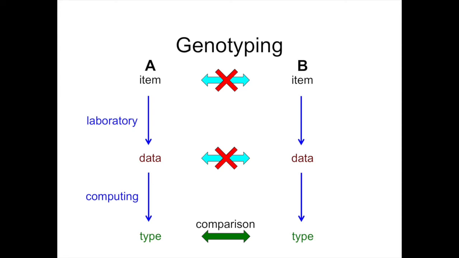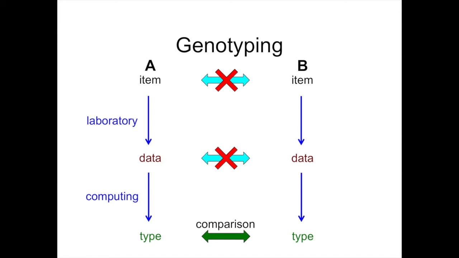Genotyping is the concept of being able to make a comparison between two items. If you look at the top of the slide, if I want to compare item A with item B, I can't make a direct comparison if I'm looking at a piece of clothing and a person. There's no way to make a DNA comparison or genetic comparison. So a laboratory takes that item and translates the item into data, which you've been seeing for the last 2 days, short tandem repeat data or other DNA data.